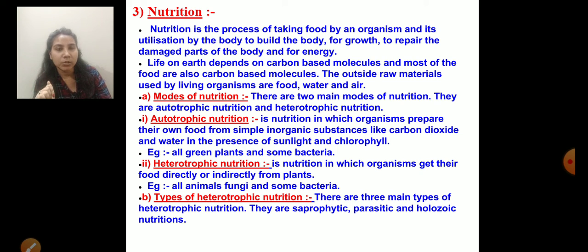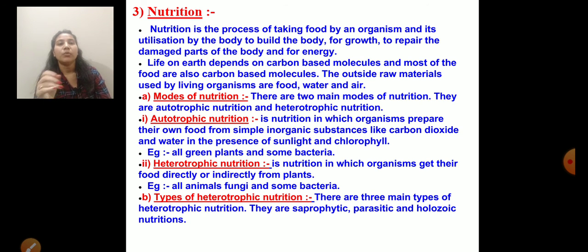So first is modes of nutrition. What is modes of nutrition? There are two main modes of nutrition. They are autotrophic nutrition and heterotrophic nutrition.